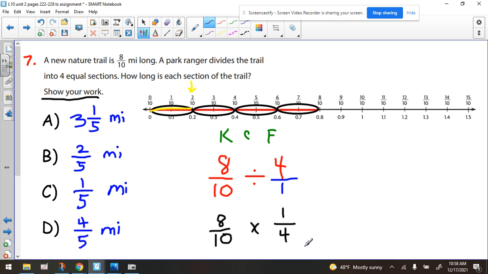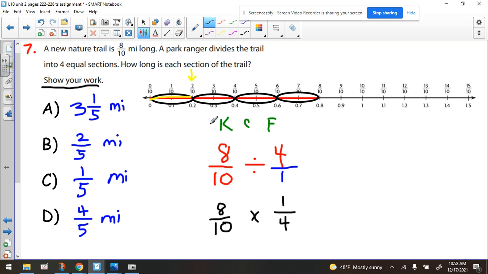All right, and now we look for the opportunity to cross reduce. I see a common factor between the 8 and the 4. 4 goes into that once, 4 goes into that twice, and if we go across, we do get 2 times 1 is 2, and we do get 10 times 1 is 10, and that matches the model. That is the length of this white line, or I'm sorry, yellow line.